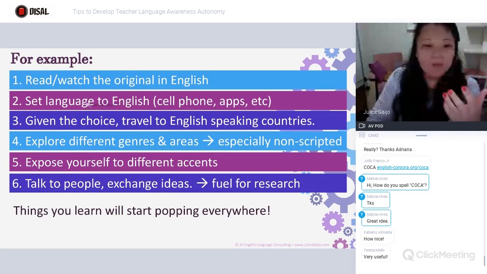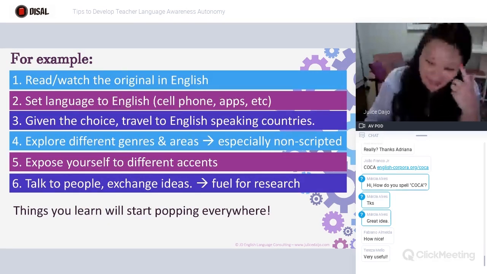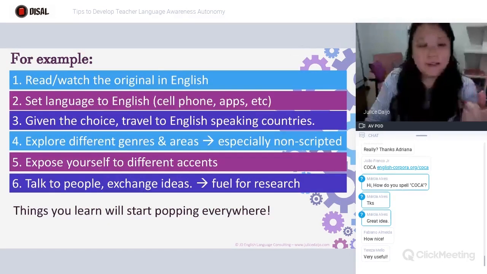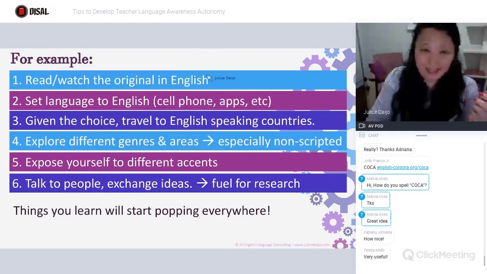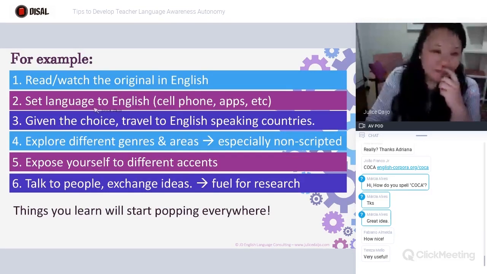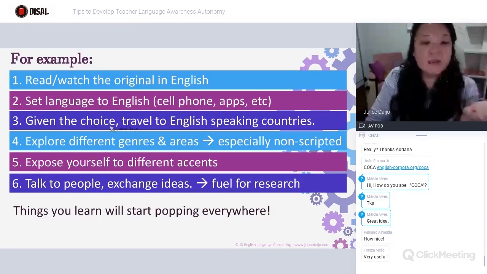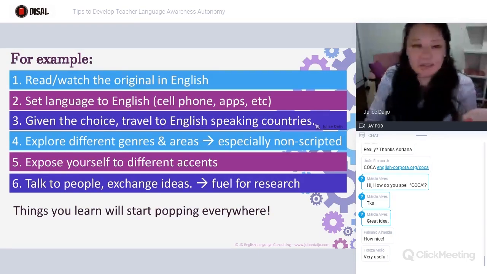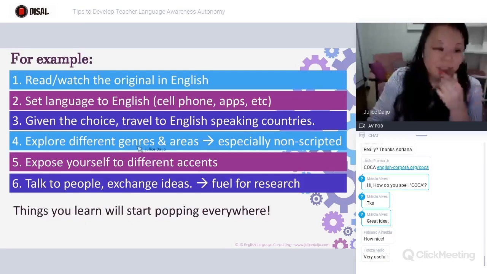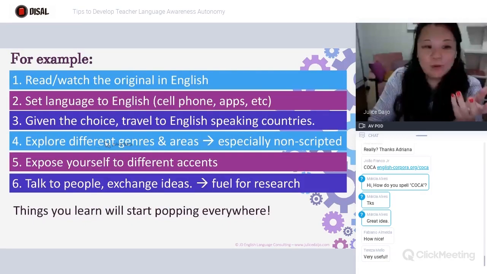This is funny. Set your cell phone or apps or your commands in your computer to English. And then you start having more insights like, oh, so delete is delete, or include is add, or you start making associations. That's really nice. Given a choice, travel to English-speaking countries, if you have a chance, of course. The more exposed you are, the better.